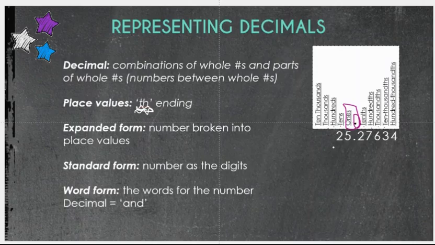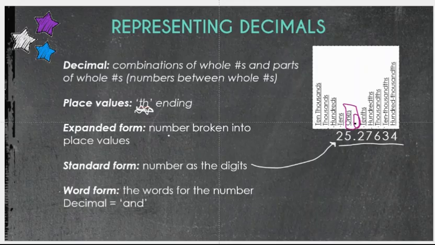All right. So a few ways that we can represent the decimals. We have 3 different forms here. We have expanded form, standard form, and word form. Standard form is the easiest. It is the numbers as the digits. So this is standard form right here. 25 and 27,634 hundred thousandths. And it is a great idea to have students practice reading those decimals out loud in the word form that we'll talk about in a moment.